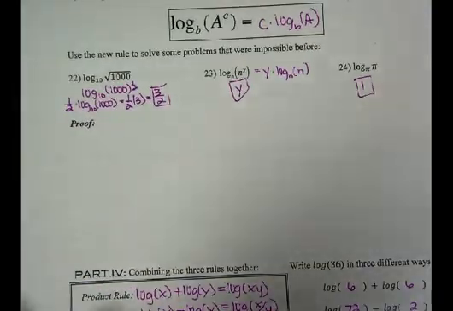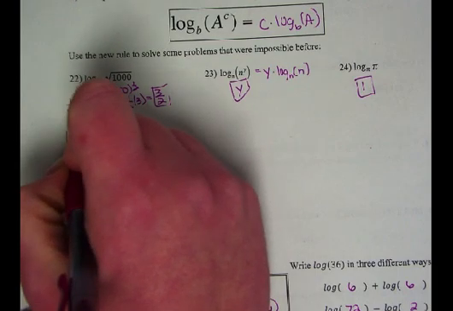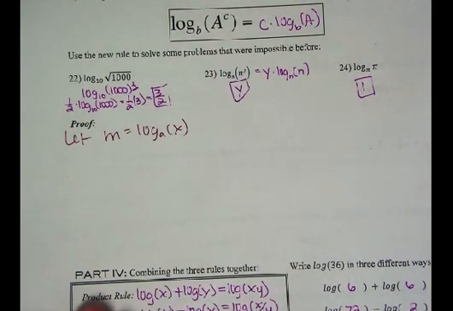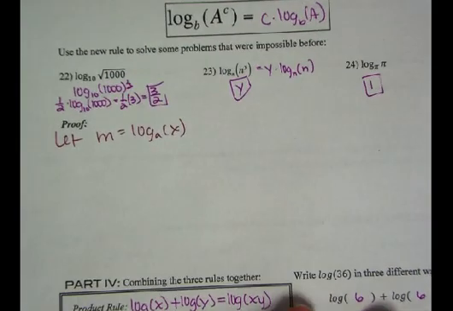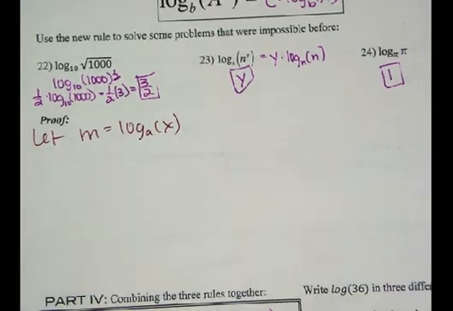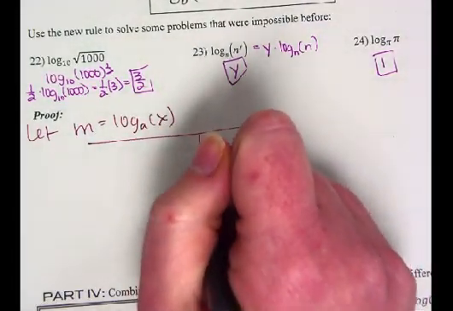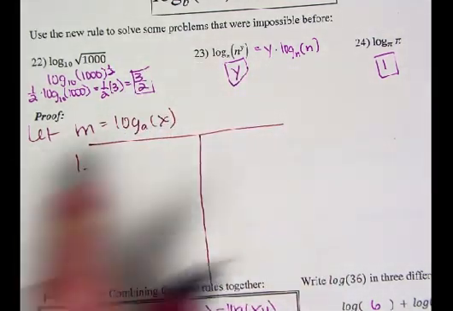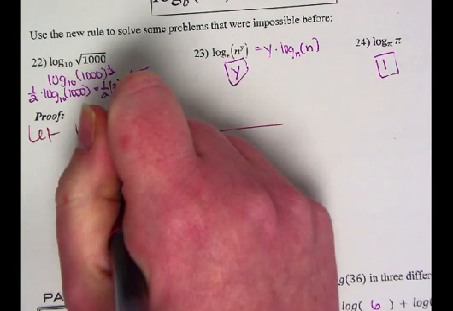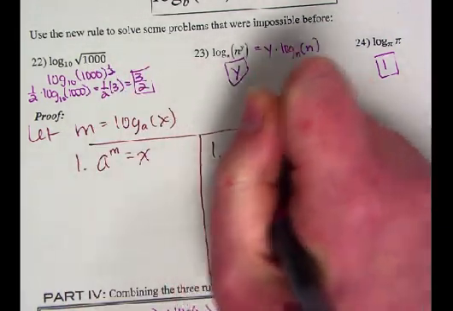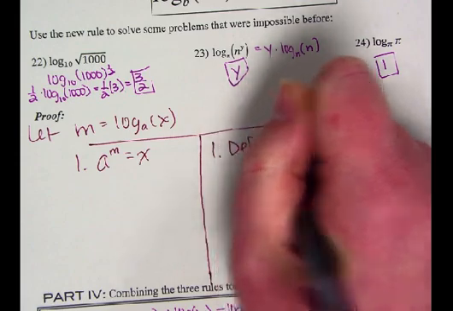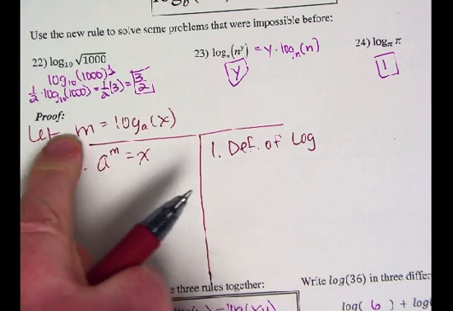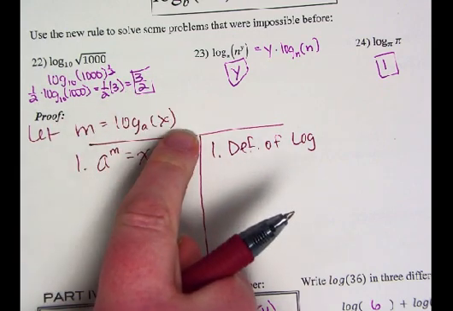I want to show you the proof. So we're going to let m equal log base a of x. And I'm just going to abbreviate our work a little bit. Our first step, like normal, is just switch forms. So it would be a to the m equals x. So that is the definition of log that allows us to write that. So it's the base of a to the exponent of m equals the argument x.